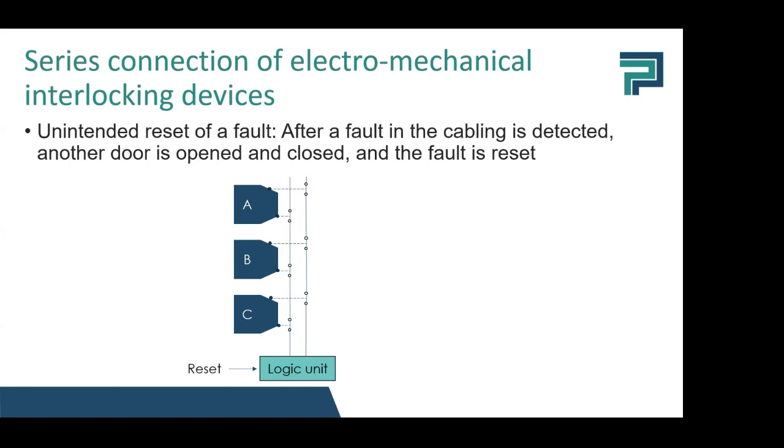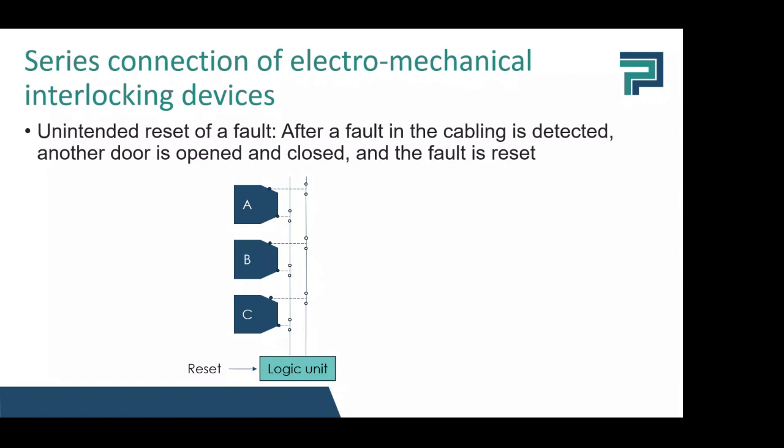And why is this one especially important? Imagine you have a hazardous machine and two doors are close to each other. The operator opens the first door, closes it, tries to reset, but it is not possible, and he doesn't find the fault. Then he can open another guard and close it by accident or unknowingly, and then the fault can be reset, and therefore we cannot see that a fault happened in guard A.